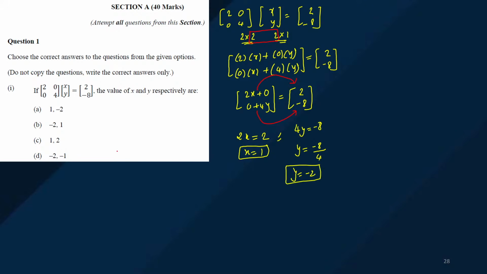So which is the right option, children? x equal to 1 and y is equal to minus 2. That is option number 1 is the right option. Clear, children? Now let's move to the next one.